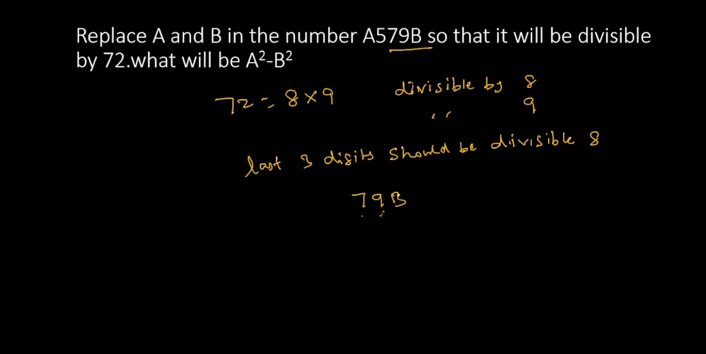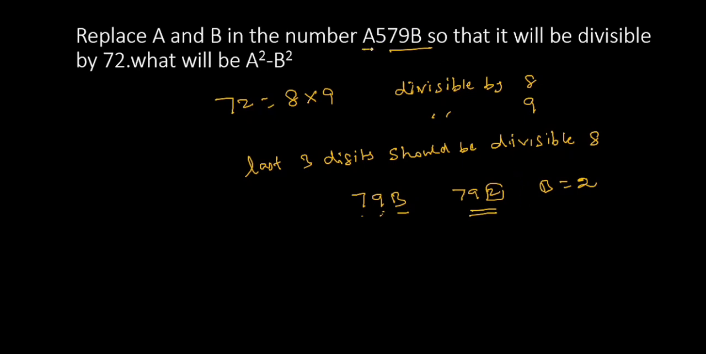And 7B, when I apply 1 for B, it will become 71. 71 is not divisible. When I apply 2 for B, it will become 72. So now when I apply 792, B is equivalent to 2 here. So this will be divisible by 8 now.